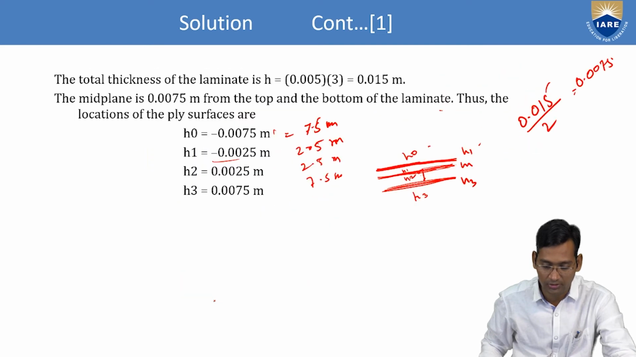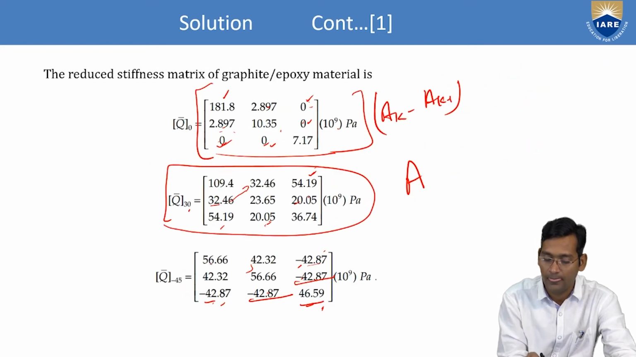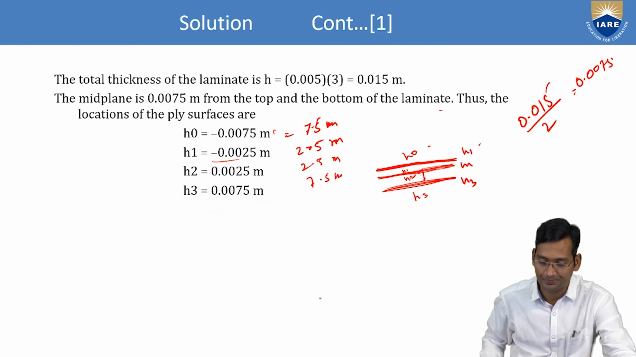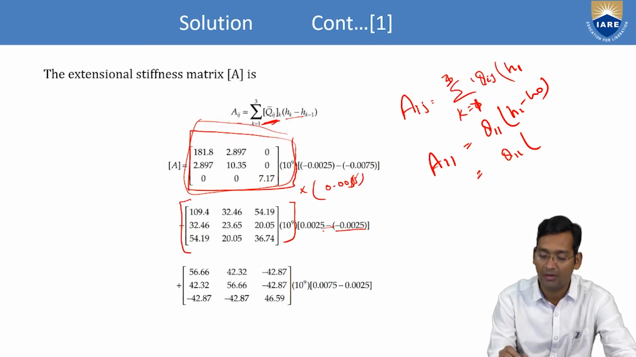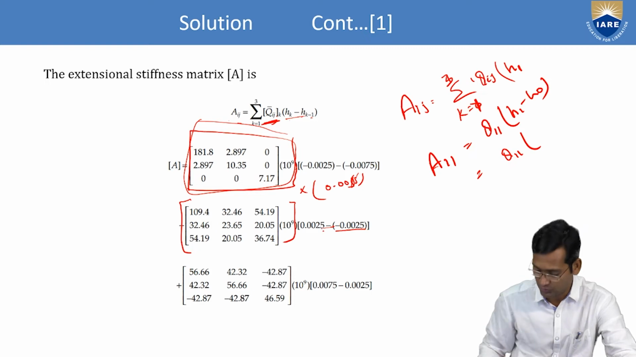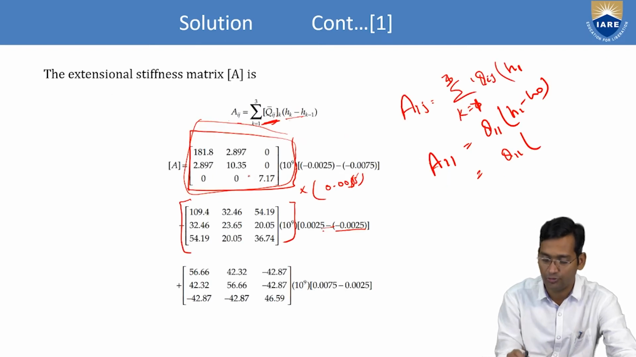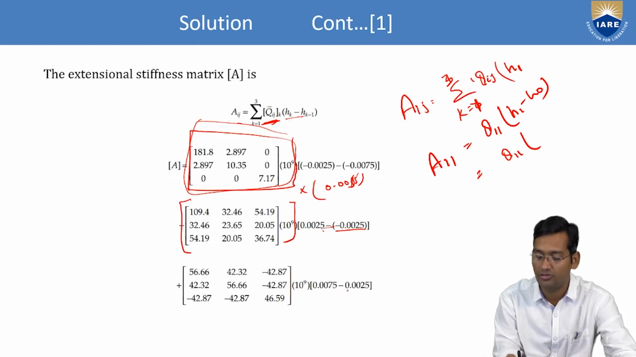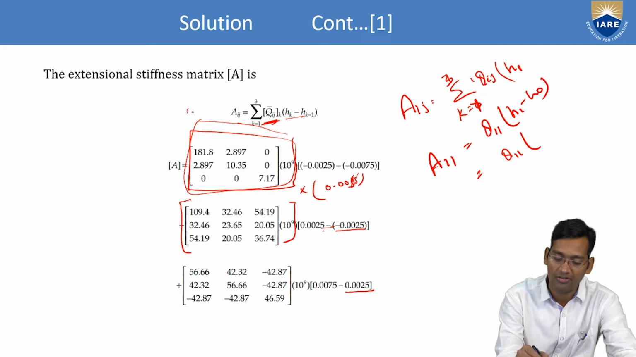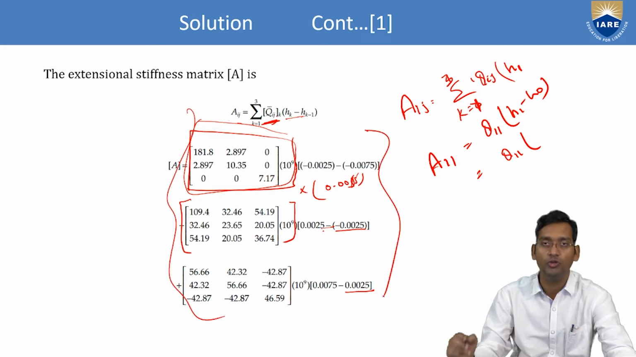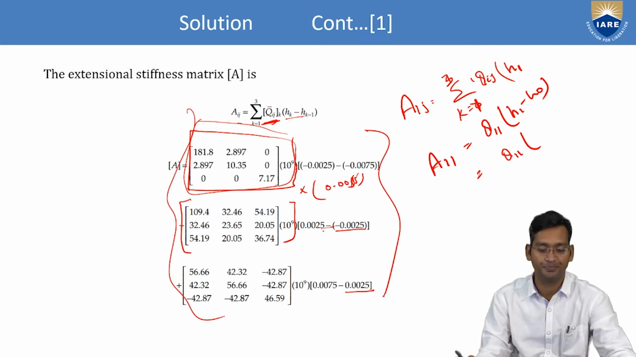Next, the third one. Just see here, the third one. This matrix into now k equals 3. So k equals 3 means H3 minus H2. H3 is how much? 0.0075 and H2 is 0.0025. Just subtract that, so 0.0075 minus 0.0025. Now after simplifying and adding all, you will get the matrix A.